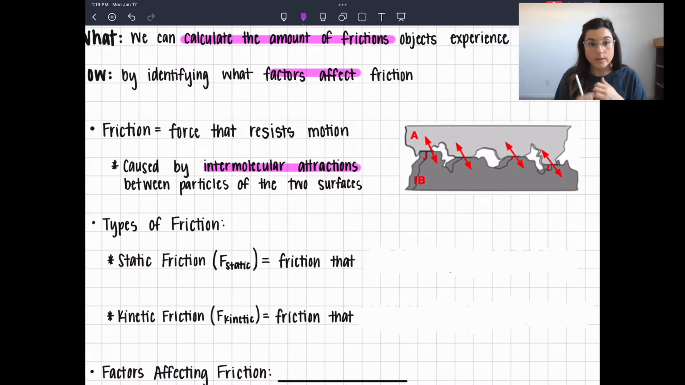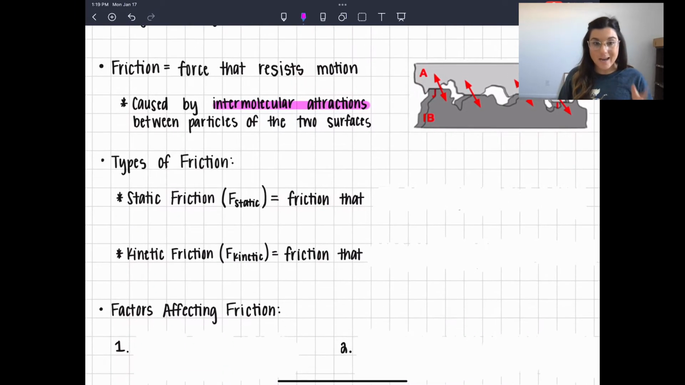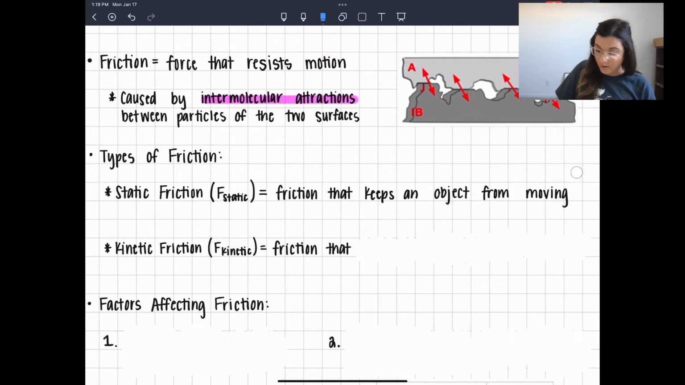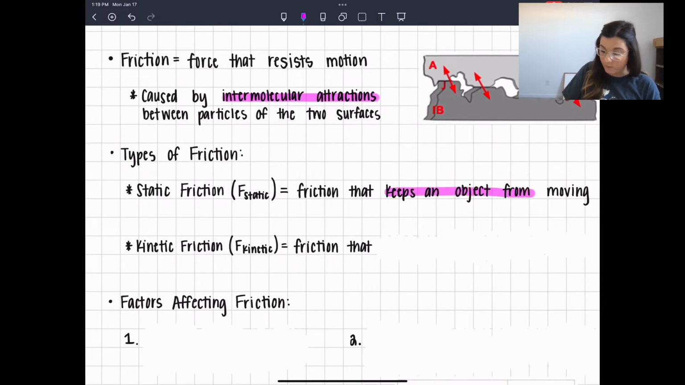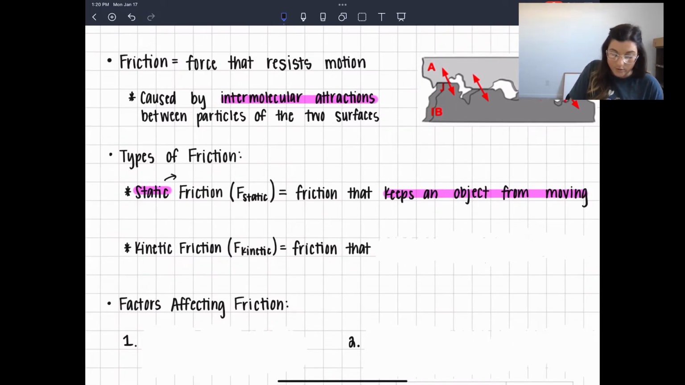We don't really see particles interacting, but we experience the heat and we experience the forces that resist our change in motion. So there are two types of friction. They both are produced by the interactions between molecules. However, one force of friction is the one that we experience when we're not moving yet. It's the friction that keeps us from moving at all. And that force of friction is called static friction. So the friction that keeps an object from moving is called static friction, which makes sense because static means that there's no change.